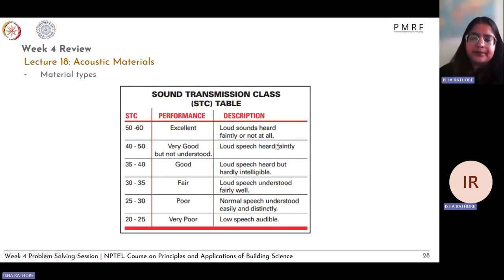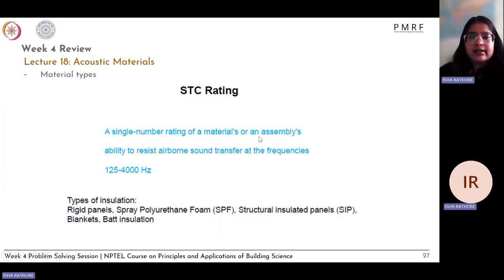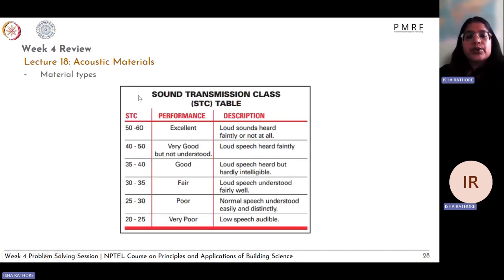Okay, so this is basically resisting the airborne sound transfer at these higher frequencies, within the hearing frequencies. So if you want to ensure that the STC is of a higher value of 50 to 60, so that loud sounds are only heard faintly and not at all in the outside spaces. So this is the sound transmission class.